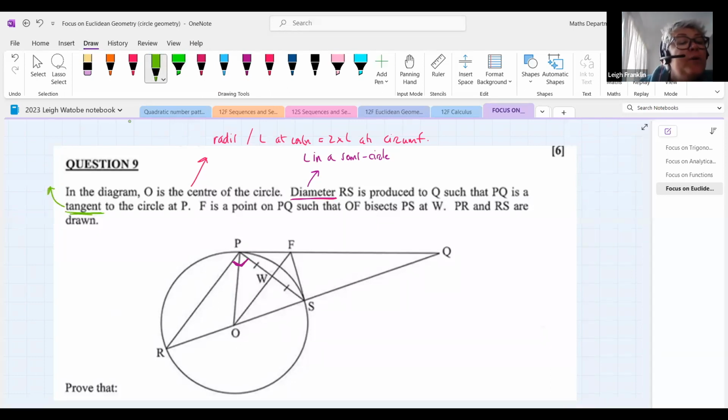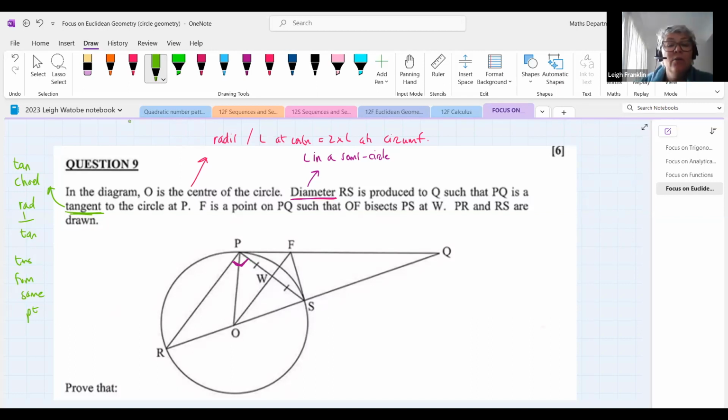So here we're starting to think like we did earlier about tan-chord theorem. We're starting to think about radius perpendicular to tangent. We could also start thinking about tangents from the same point if we had more than one tangent. Okay, but we definitely do have an angle between a tangent and a chord.